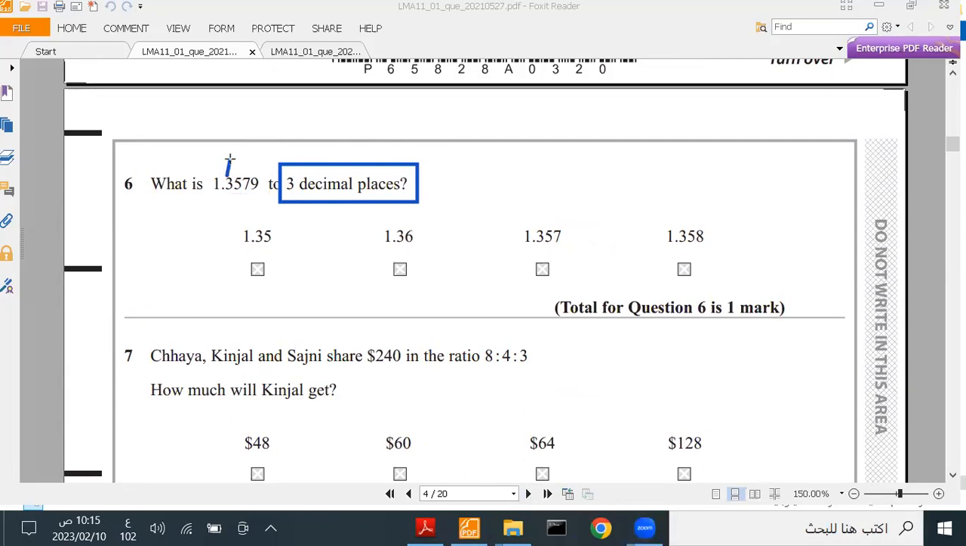We have 1, 2, 3, and we take a look at the 4th. 9 is big, so we add 1 to the 7. So it's going to be what? It's going to be 1. The last one. 0.358. Very good. You get the idea? Yeah. Good. It's easy if you focus.